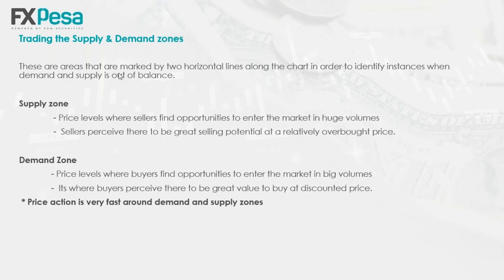And since all orders were in favor of either sellers, or to a great extent, orders could be way much in favor of buyers, you therefore find that there is sort of an imbalance in that zone. So we therefore look to establish instances where we've had such imbalances in order to mark our supply and demand zone.